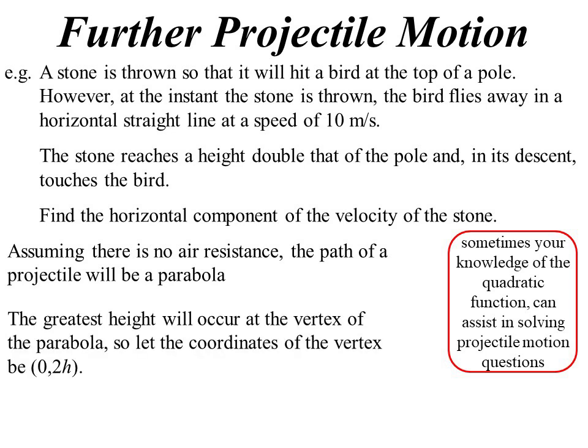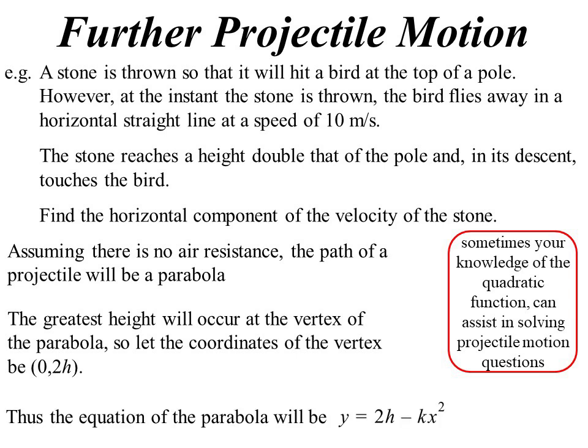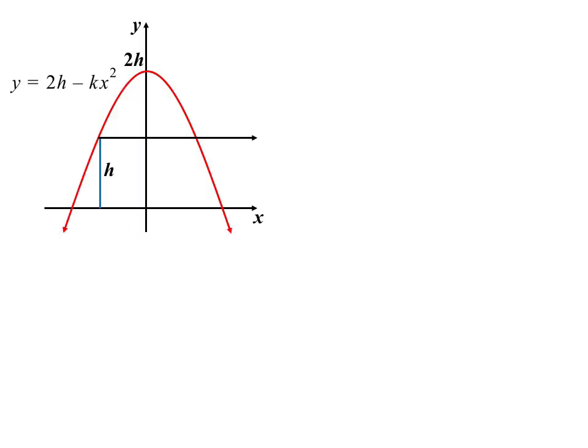We know the greatest height will occur at the vertex of the parabola. So I'm just going to call that vertex (0, 2h), so twice the height of the pole. That therefore means, because I've made the vertex at an x value of 0, the equation of the parabola must be y = 2h - kx². It's an upside down parabola. Okay? So there's a picture of it.